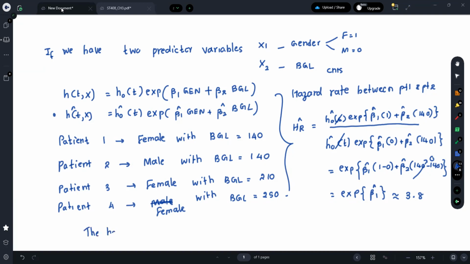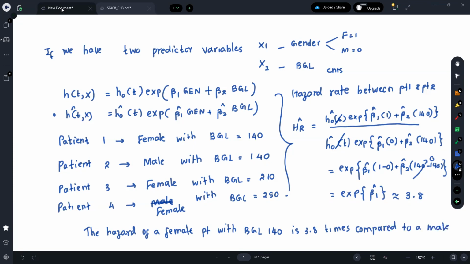The hazard of a female patient with blood glucose level 140 is 3.8 times compared to a male patient with the same blood glucose level. Now this 3.8, I'll just write a number to explain. It can be any value depending on beta. Now is that clear how you do the calculation and how you interpret? Okay.